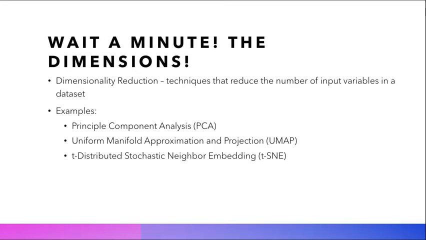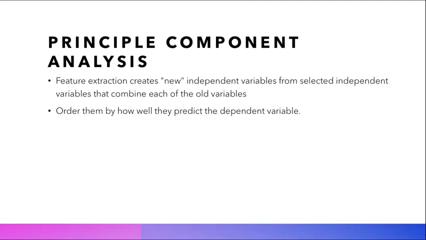Examples of dimensionality reduction are PCA, UMAP, and t-SNE. Principal component analysis, or PCA, is a feature extraction technique which creates new independent variables from selected old independent variables, combining all of the variables together and then ordering them by how well they predict the dependent variable. An easy way to summarize this is it basically finds the variables that represent the most variance within the data set and keeps them.